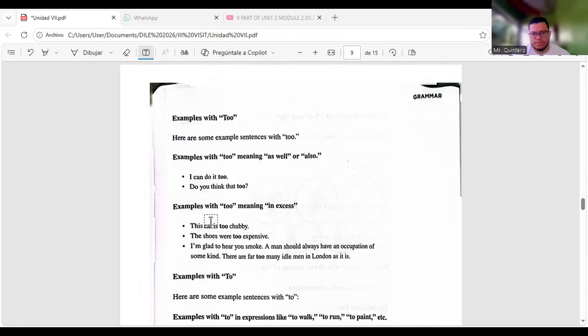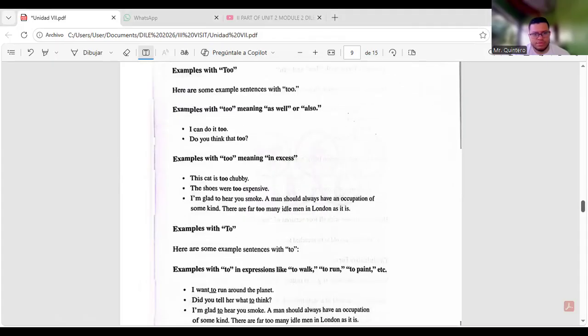Examples with too, meaning in excess. This cat is too chubby. The shoes were too expensive. Los zapatos eran muy caros. I'm glad to hear you smoke. A man should always have an occupation of some kind. There are far too many idle men in London as it is.